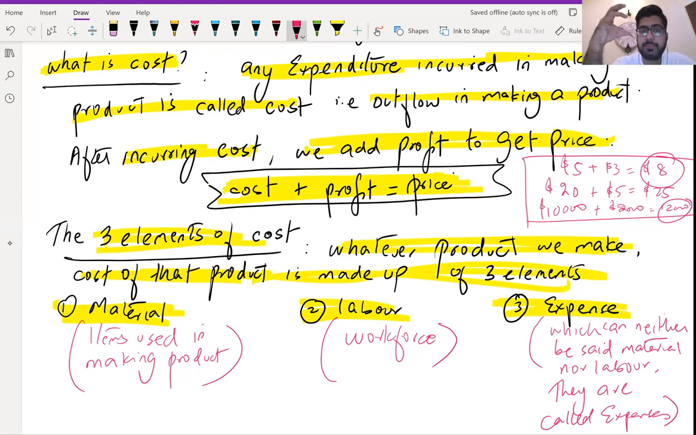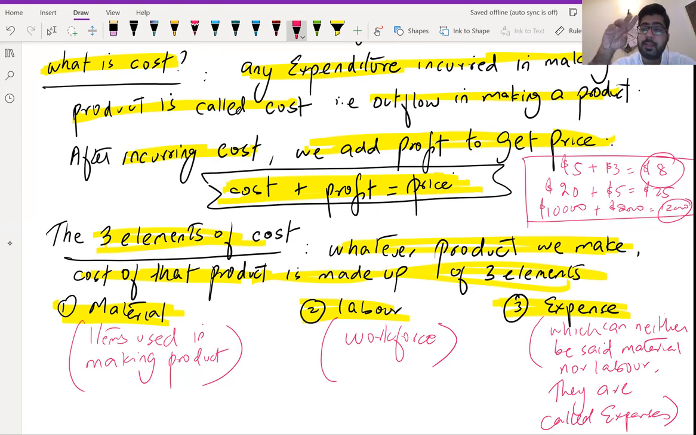Now, obviously, let me explain you about material. Let's suppose you have a wooden table in front of you. When you made that wooden table, was it for free? No, it incurred some cost, expenditure, that is cost. Now, how was that cost made up of? Three things. Is this wooden table made of something? Yes, wood. That's material, item used in making product. Okay. Was some workers involved? Yes. Did you pay to workers? Yes, labor.